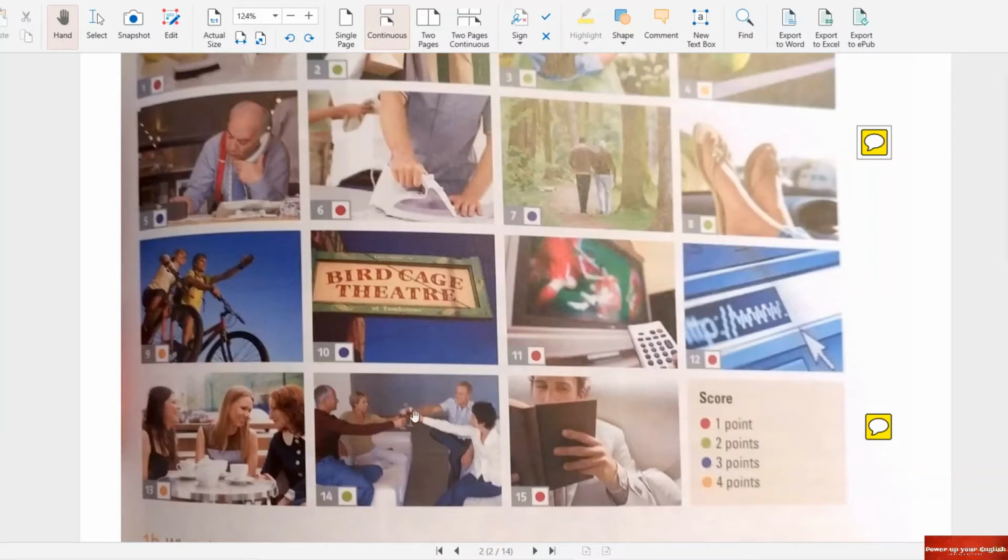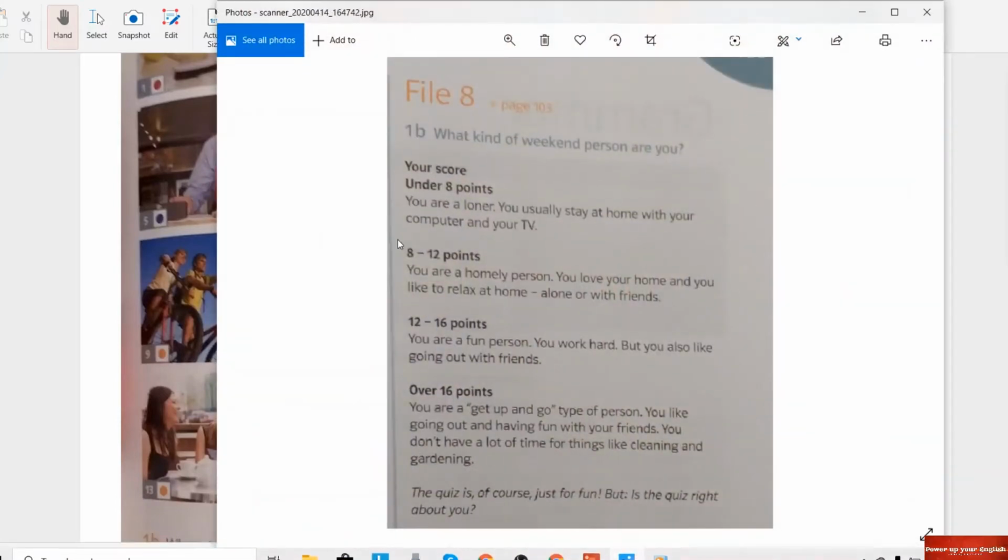And what do these points all mean? Well, you have to go to page 135 to find out. This is file 8. So what kind of person are you? So you choose the photos and you add up the numbers and you get a score. So if you scored under 8 points, you're a home person. You like to stay at home, watching TV, playing on the computer alone.